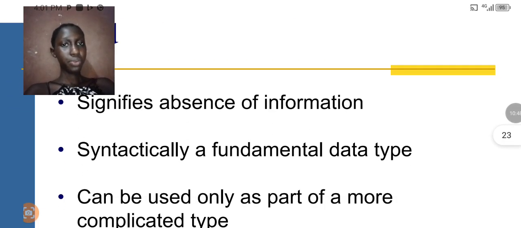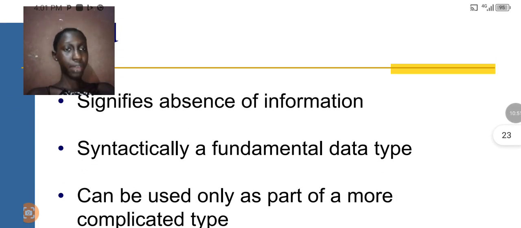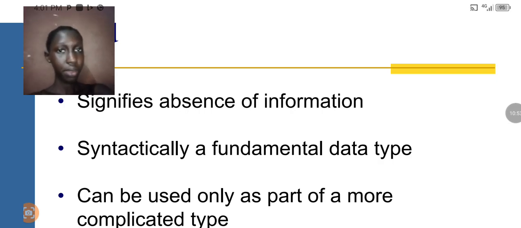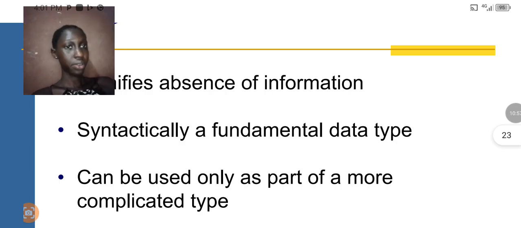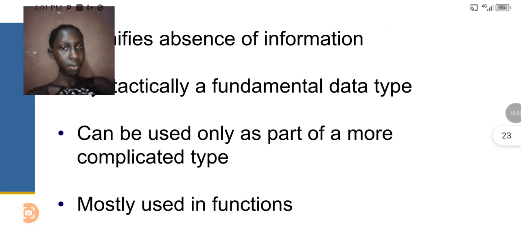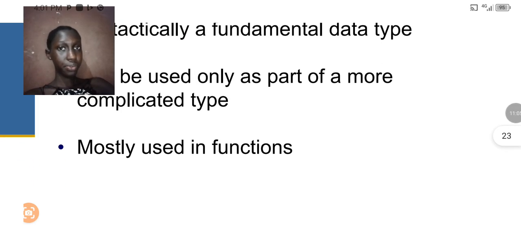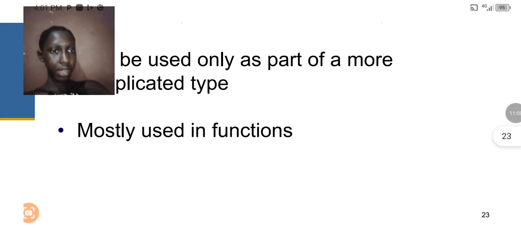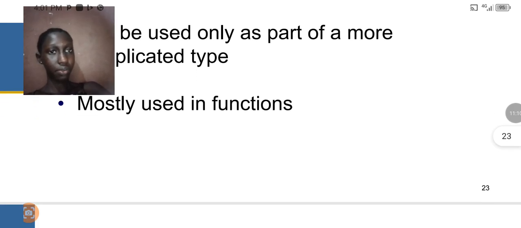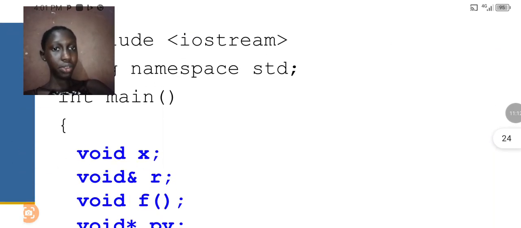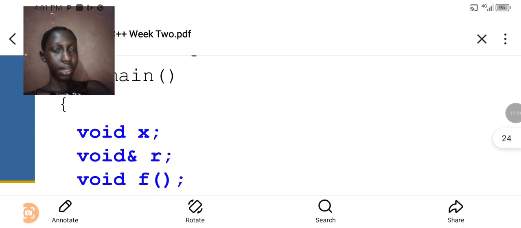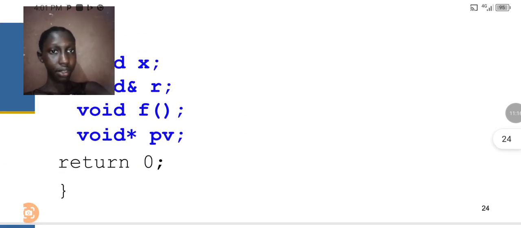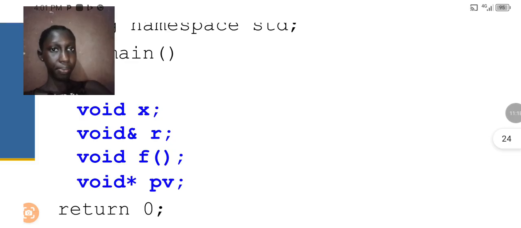Now when we come to void, we say void signifies the absence of information. Syntactically, void is also a fundamental data type. It can be used only as part of a more complicated type. It's mostly used in functions, and I'll be treating that in my next video. This is also a way to declare void using a C++ program.